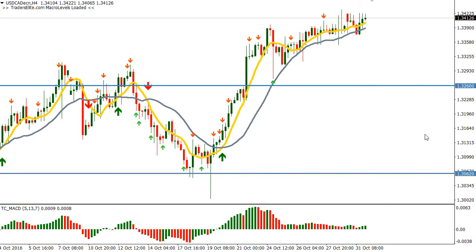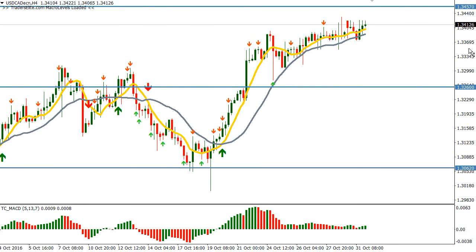Okay, dollar CAD, currently long on this. We took this trend trade, beautiful trade, still in play. It's hit target 1, it's hit target 2. We're currently up for target 3, which is just prior to this 134.57 macro level.